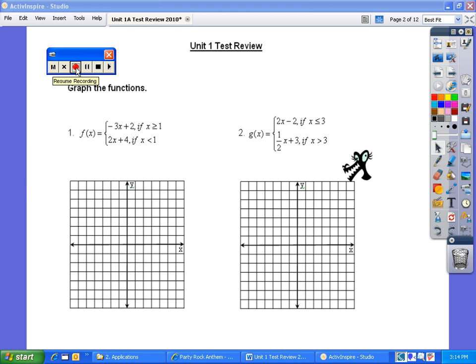Alright, so I just wanted to give you guys a little music to get you pepped up and hopefully get you ready for this review. Alright, first question that we have here is graphing the functions.